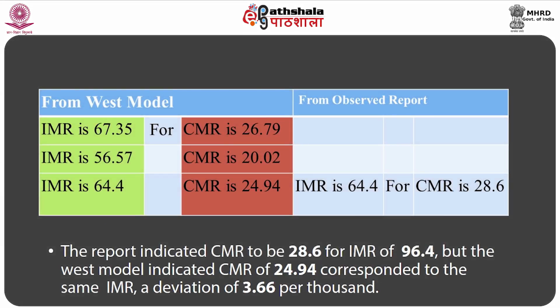The report reveals for CMR is 26.79, IMR is 67.35. For CMR is 24.94, IMR is 64.4. For CMR is 20.02, IMR is 56.7. The report indicated CMR to be 28.6 for IMR of 96.4, but the West model indicated CMR of 24.94 corresponding to the same IMR, a deviation of 3.66 per thousand.